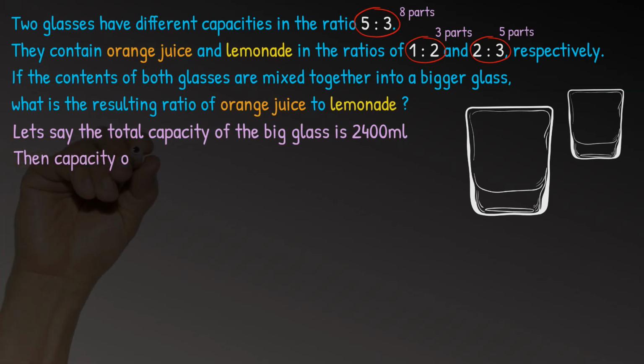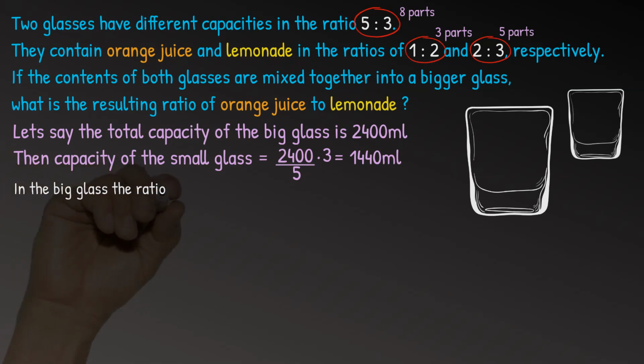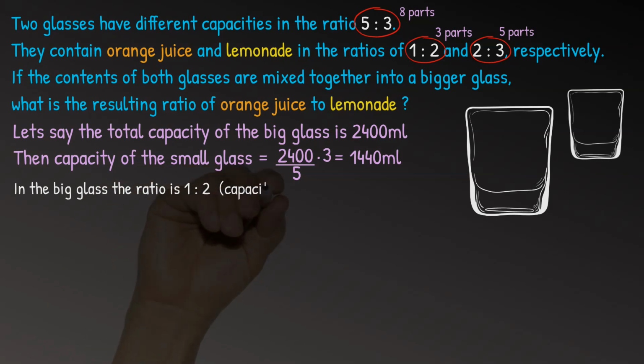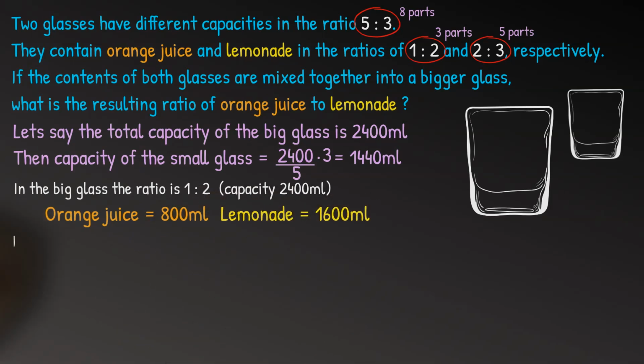This means that the capacity of the small glass is going to be 2,400 divided by 5, because the big glass is 5 parts, times by 3, because the small glass is 3 parts. And that gives 1,440 millilitres. So if we start by calculating the contents of the big glass, that has a ratio of 1 to 2, and the volume is 2,400 millilitres. Now, as this is split into 3 parts, that means that each part is going to be 800 millilitres. So the orange juice, 1 part, is 800 millilitres, and the lemonade, 2 parts, is equal to 1,600 millilitres.